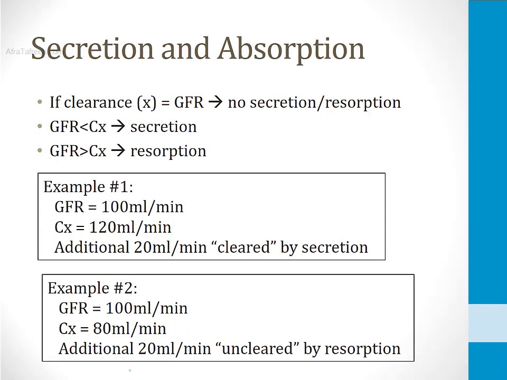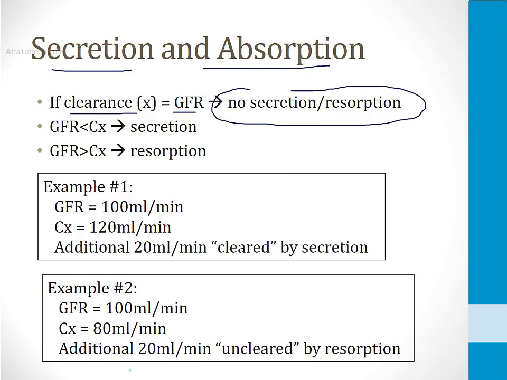We can also gain some insights into secretion or absorption of a particular solute by looking at the clearance of a solute. So for example, if the clearance of solute X is equal to the GFR, then there must be no net secretion or reabsorption. And we talked earlier about how this is the case for inulin. In the case of inulin, what we have is a situation where the clearance is equal to the GFR, and that's why we use inulin to measure the GFR.